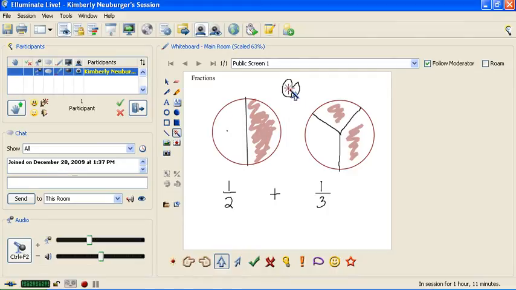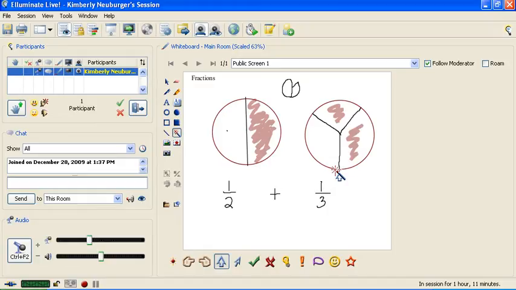So what we want to do is make it so that the two apples were divided into the same number of pieces so that we can tell how much we have. So you think to yourself, since this was divided into two pieces and this one 3, what's the smallest number that 2 and 3 go into?